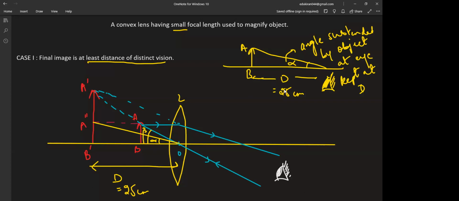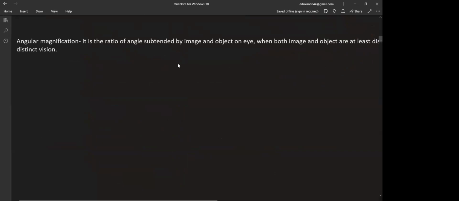When the object was kept at 25 centimeters, we were able to see it clearly. Now when the image is kept there, we'll be able to see it clearly also. So the angle that this image is subtending is beta. What is beta? Beta is the angle subtended by the image on the human eye kept at the least distance of distinct vision.